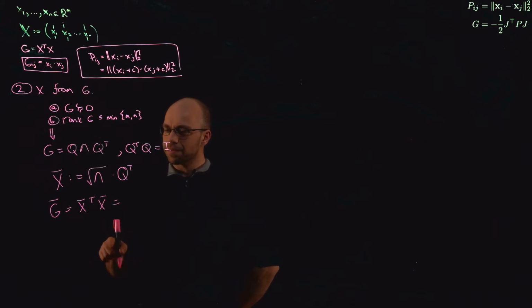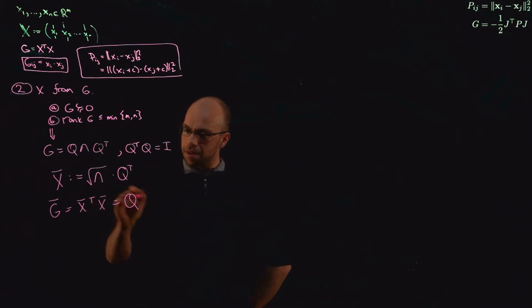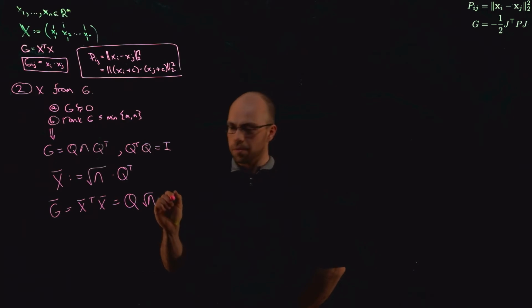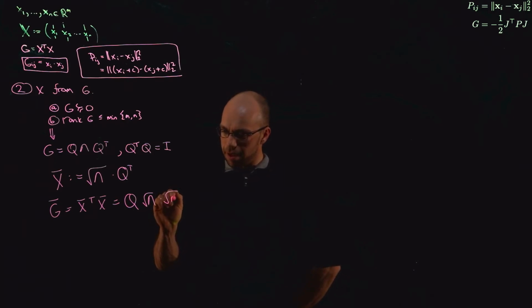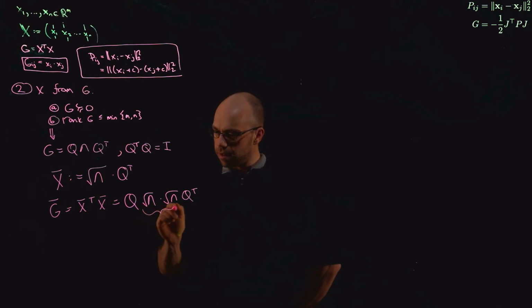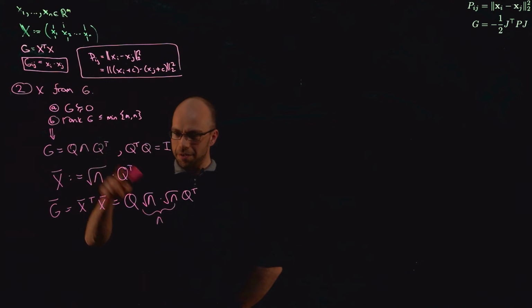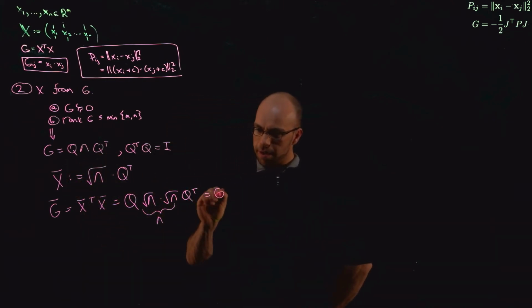Okay, so, well, we're going to get a Q from the Q transpose times the square root of lambda. Remember, this is a diagonal matrix, so it doesn't matter if it's transpose or not, times the square root of lambda again, times Q transpose, right? So these two together, these are just lambda. So we have Q lambda Q transpose, and this is equal to our gram matrix.